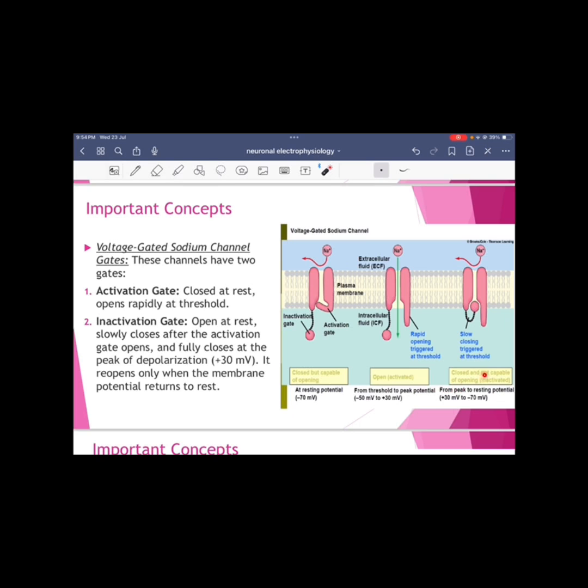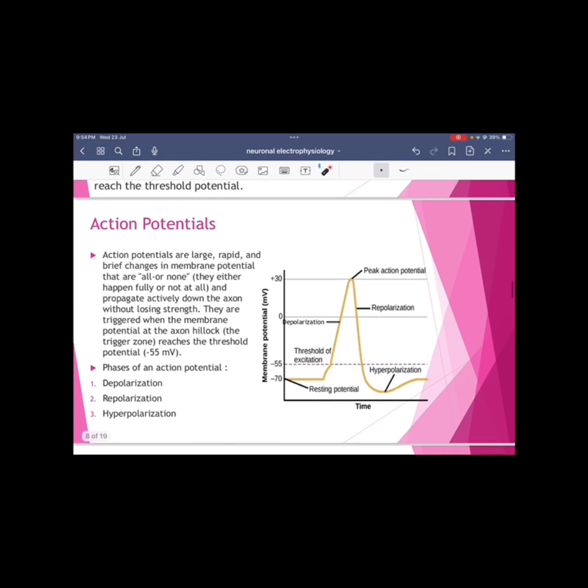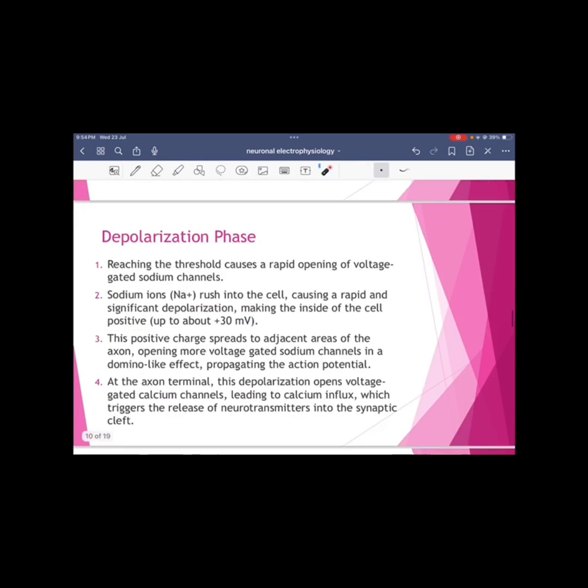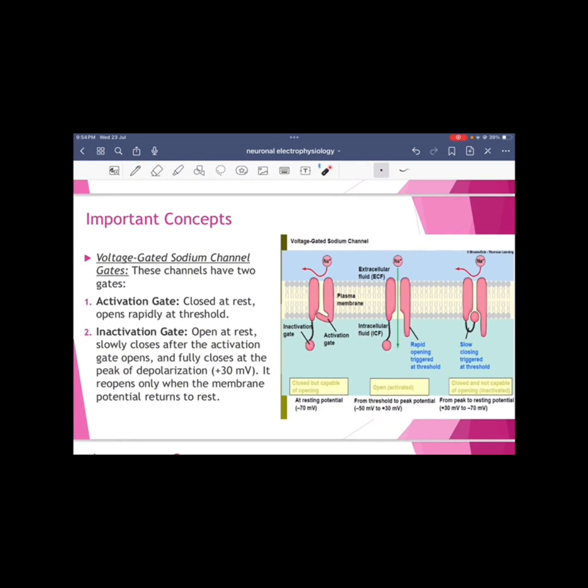And then during the repolarization phase, which is from +30 to -70, what will happen to the gates of the voltage-gated sodium channel? The activation gate will stay open, but the inactivation gate will close and will not be able to open. So the inactivation gate is closed and not capable of opening.